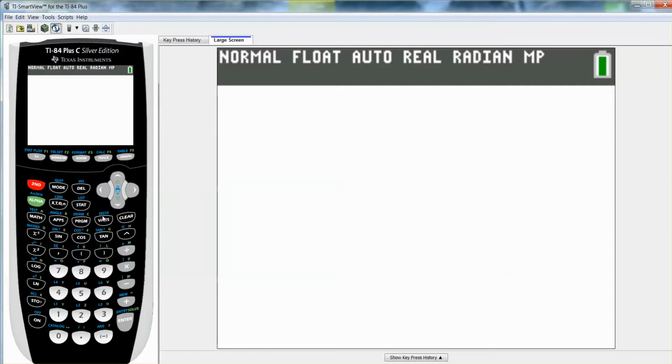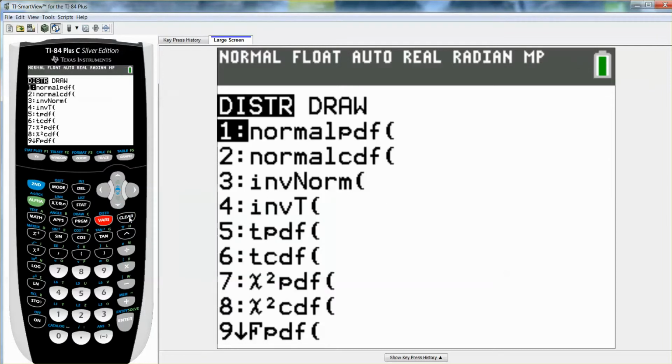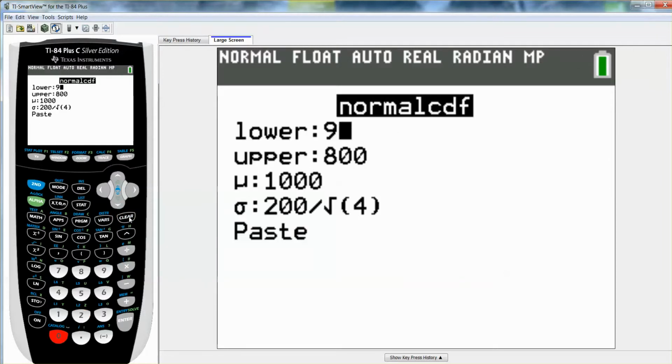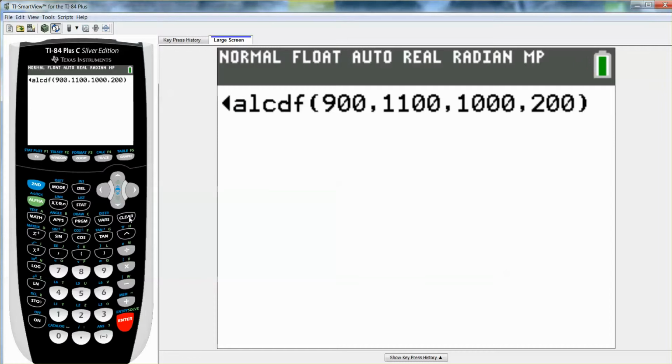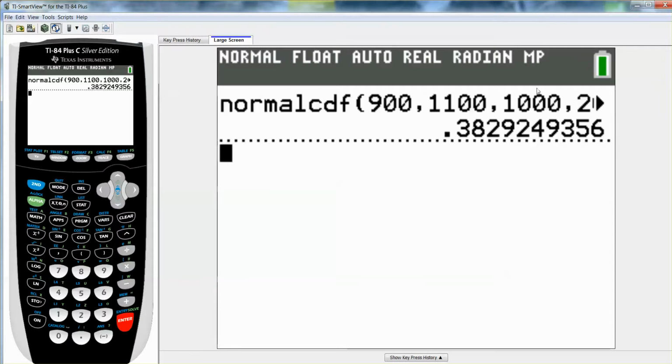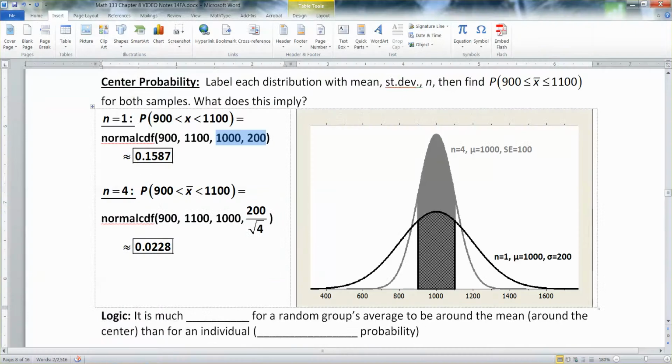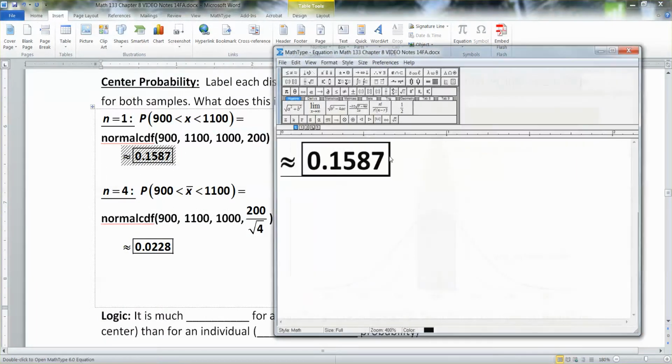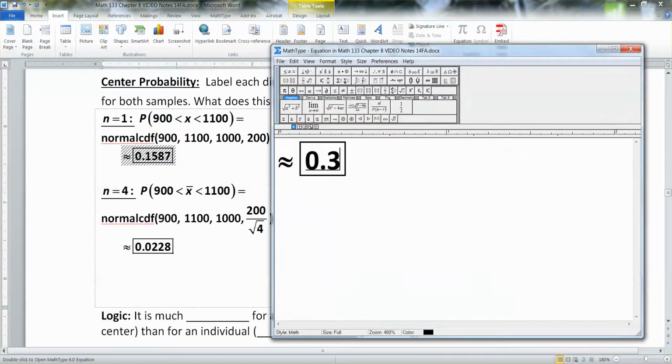So distribution, number 2, 900, 1,100, 1,000, and 200. Just plain old 200 because this is for a sample size of n equals 1. And I get 0.3829.